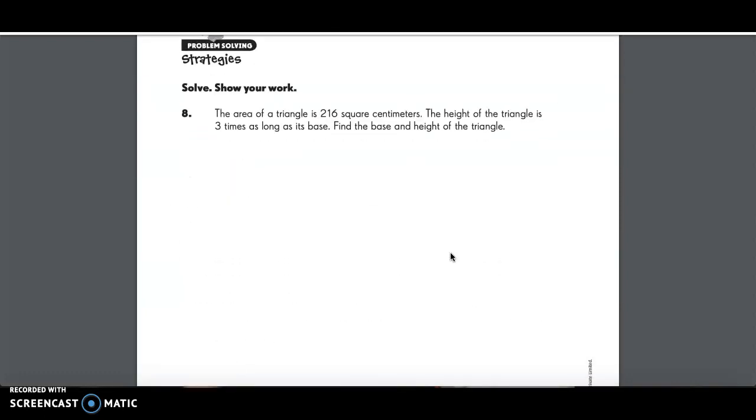Number 8, the area of a triangle is 216. The height of the triangle is 3 times as long as its base. Find the base and the height.